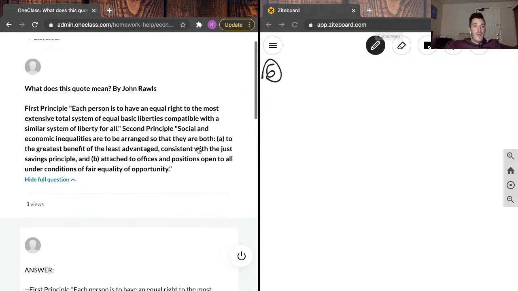Question 6 reads, what does this quote mean by John Rawls? First principle, each person is to have an equal right to the most extensive total system of equal basic liberties compatible with a similar system of liberty for all. Second principle, social and economic inequalities are to be arranged so that they are both A, to the greatest benefit of the least advantage, consistent with the just savings principle, and B, attached to offices and positions, open to all, under conditions of fair equality of opportunity.